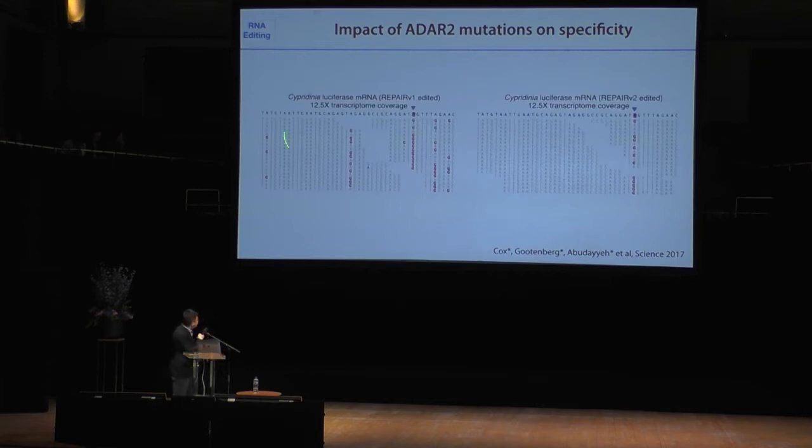So the first version of the system, you can see that in addition to making the desired change, we also get a bunch of other changes in the RNA. Whereas once we engineer this protein to be more specific, we can get it to be much, much more specific.